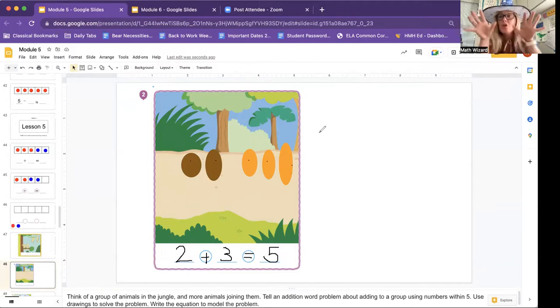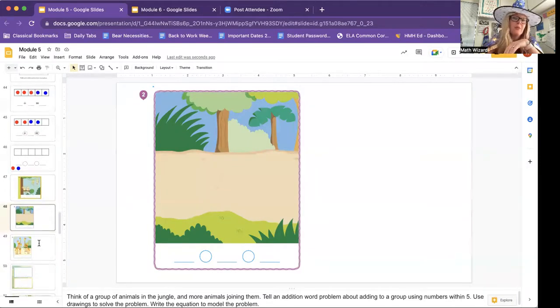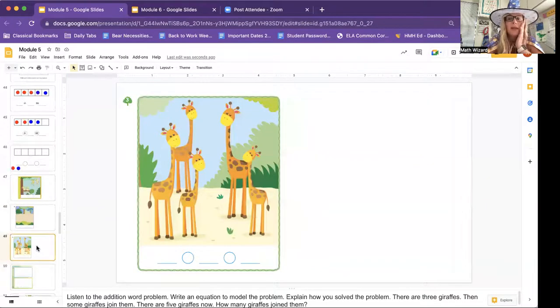5 monkeys. All right. Your story might have been totally different. That was just my story. I'm giving you that example. You can come up with your own story. Maybe you have a different jungle animal you like. Like this next problem, it has my favorite animal. Giraffes. Oh my goodness. You know why I love giraffes? Because I could just sit and count their spots all day long, and the math wizard likes to count. So there we go. Okay, listen to this addition word problem.